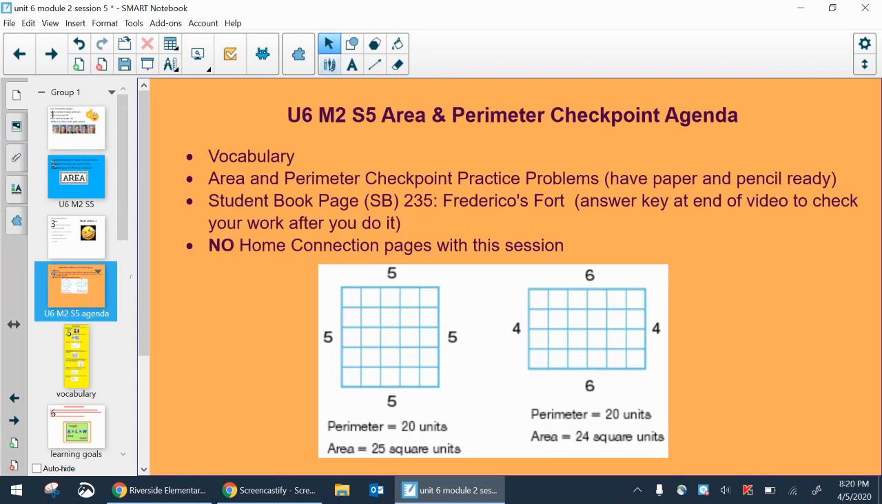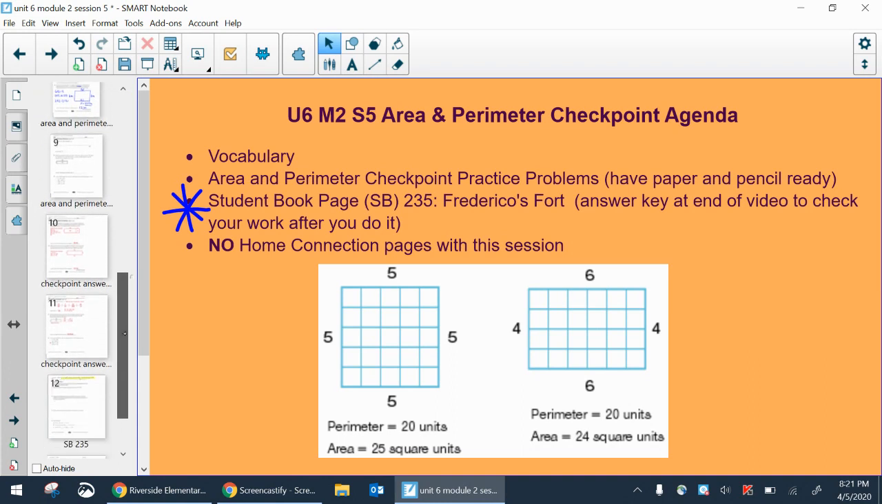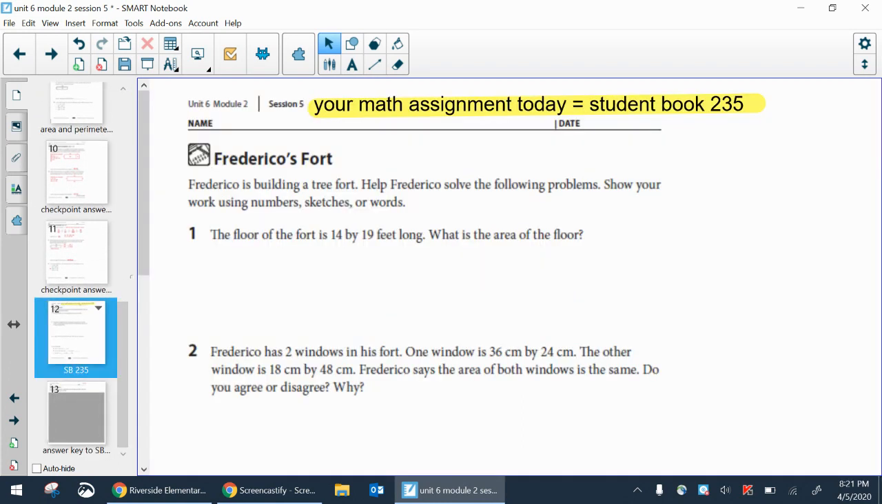From here, I'm going to have you take a look at your student book page 235, titled Frederico's Fort. It looks like this in your yellow student book. This is going to be your independent math assignment today. When you complete it, you're going to take a picture of it and add it to your Math Google slideshow.